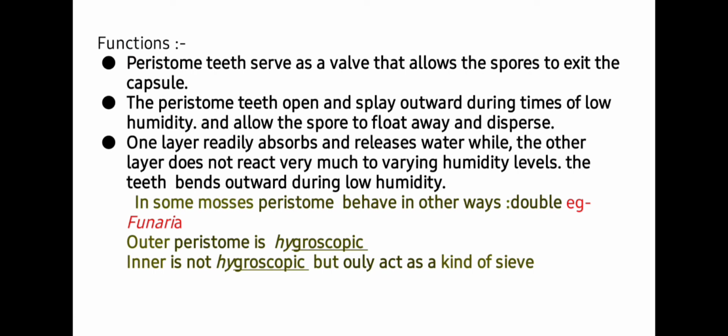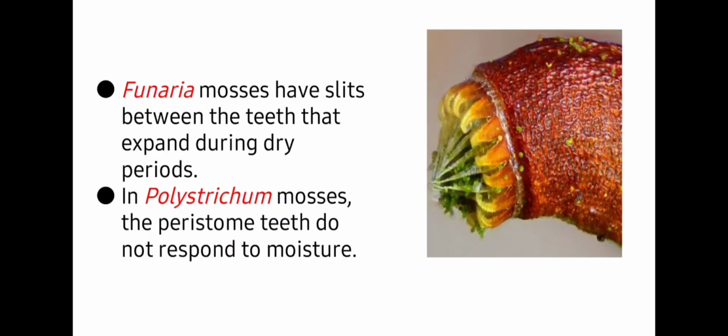Next is the function of the peristomial teeth. Students, you know very well, the main function of peristomial teeth is to assist spore dispersal. So let's know the function in detail. Peristome teeth serve as a valve that allows the spores to exit the capsule. The peristome teeth open and splay outward during times of low humidity and allow the spores to float away and disperse. One layer rapidly absorbs and releases water while the other layer does not react very much to the varying humidity level, and the teeth vent outward during low humidity.